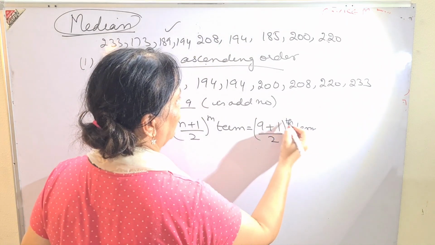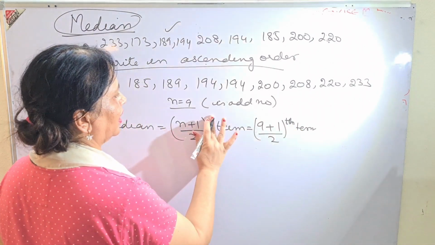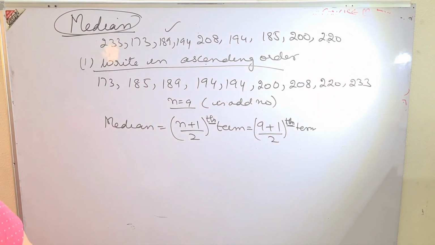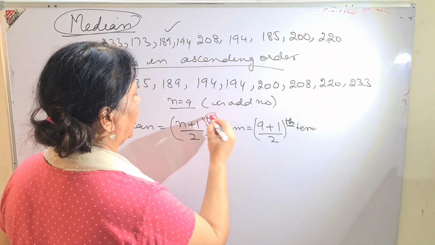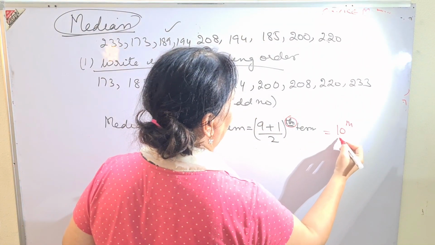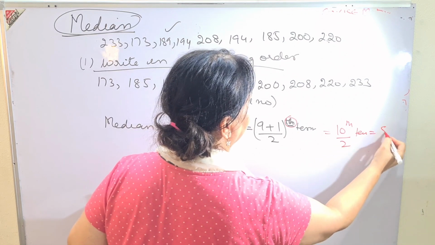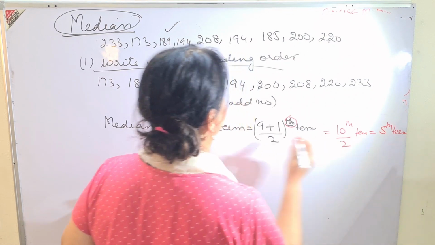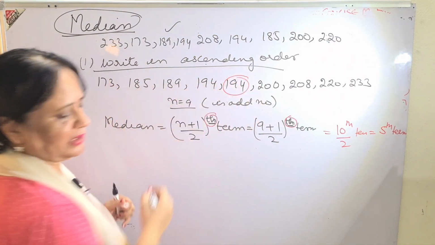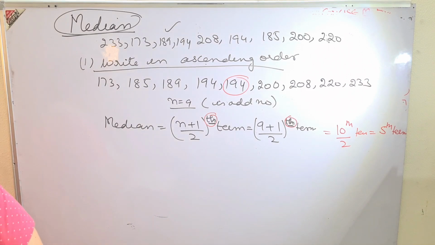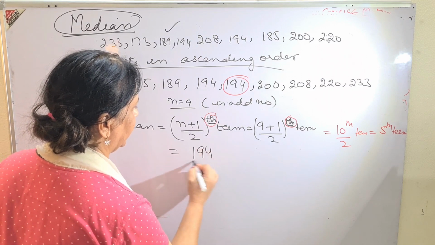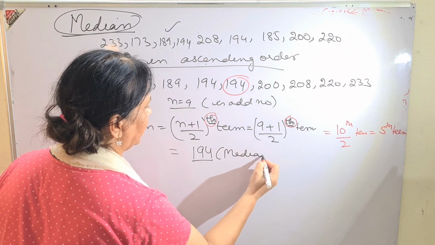You just don't think ma'am is writing "th term" and we will not write it. If you will not write it, this matters. I am marking it with red pen. This matters, children. You can't leave this because you are talking about the term. Then it will be 10 upon 2 term, or 5th term. You start counting the 5th term from the beginning: 1, 2, 3, 4, 5. So my 5th term is 194. So what is my answer? Answer is 194 is the median of the given data.